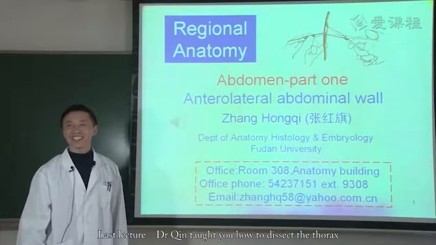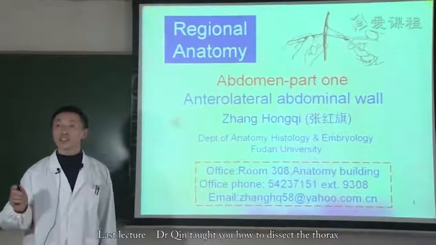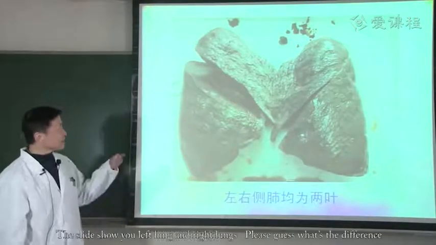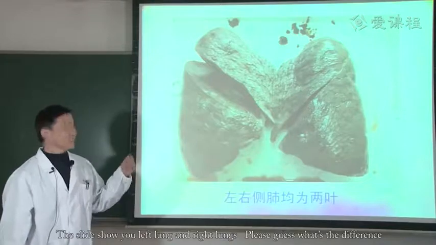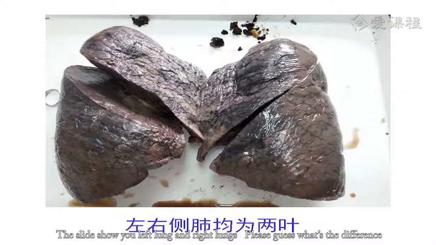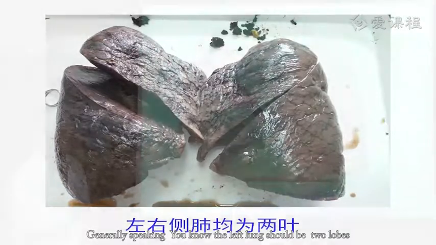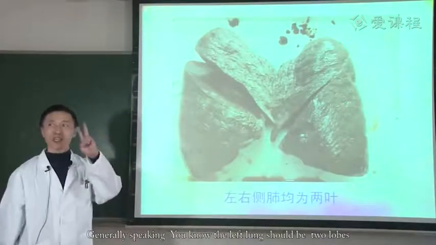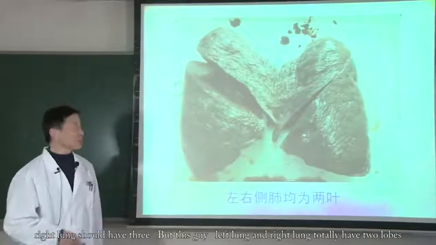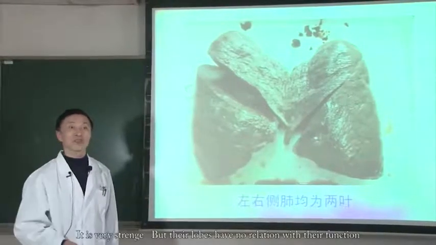Last lecture, Dr. Chen taught you how to dissect the thorax. This slide shows you the left lung and right lung. Please guess what's the difference? Generally speaking, the left lung should have two lobes and the right lung three. But in this specimen, the left lung and the right lung both have two. It's very strange.